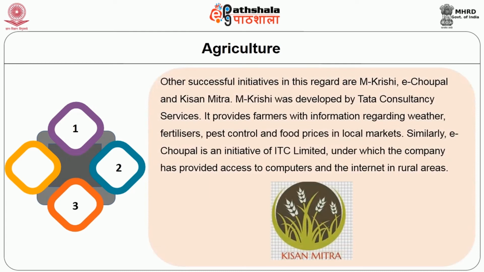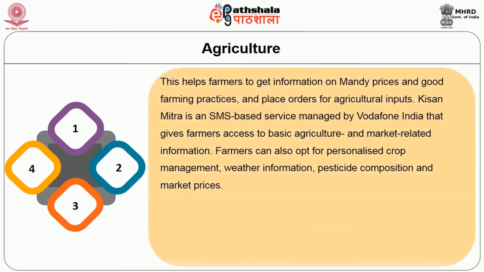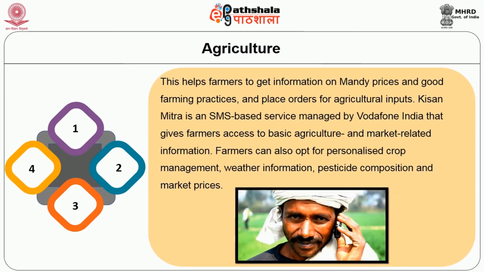Other successful initiatives in this regard are M-Krishi, E-Chaupal and Kisan Mitra. M-Krishi was developed by Tata Consultancy Services. It provides farmers with information regarding weather, fertilizer, pest control and food prices in the local market. Similarly, E-Chaupal is an initiative of ITC Limited, under which the company has provided access to computers and the internet in rural areas. This helps farmers learn good farming practices and place orders for agriculture inputs.